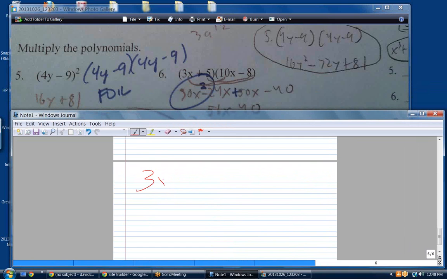So we have 3x plus 5 times 10x minus 8. Okay, surprised you missed this because I know you know how to FOIL it.